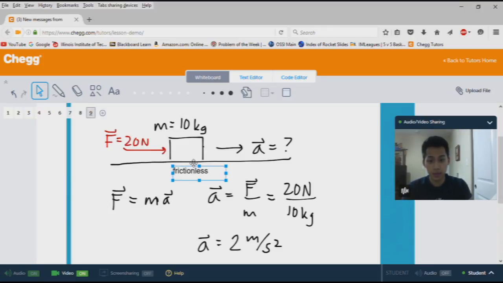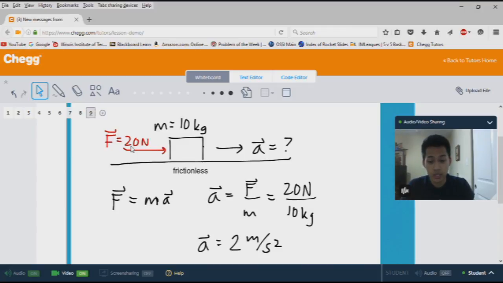Here we have a box, let's say on a frictionless surface, so we don't have to worry about friction. We have a box of mass 10 kilograms and a force of 20 newtons acting on it to the right. We want to find what the acceleration of this box is.